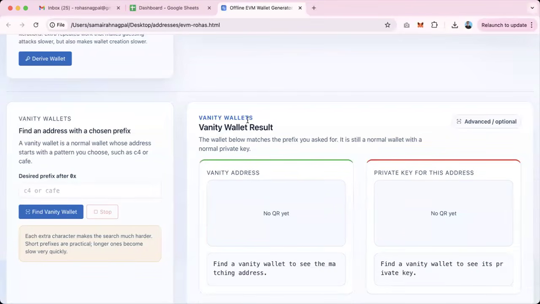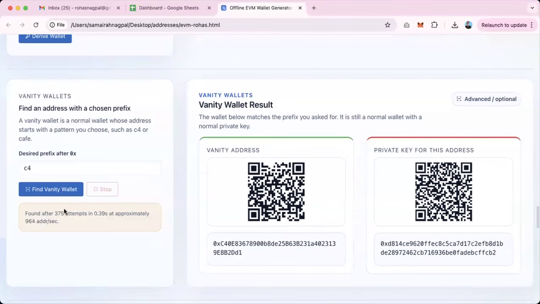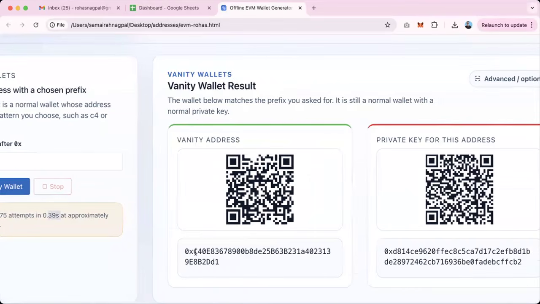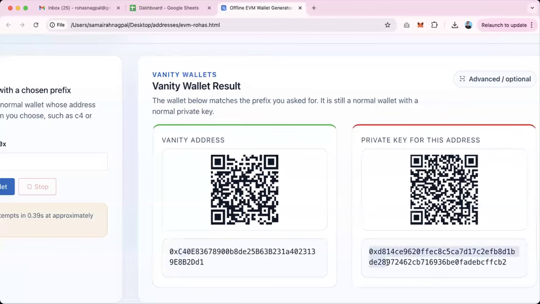So I want an address which is not just purely random, but it starts with certain number of things. So suppose I say C4 and I say find a wallet. Now what my system did, if you look here, after 375 attempts in 0.39 seconds, it has created an address which starts with C4. And for that, it is giving me the private key.